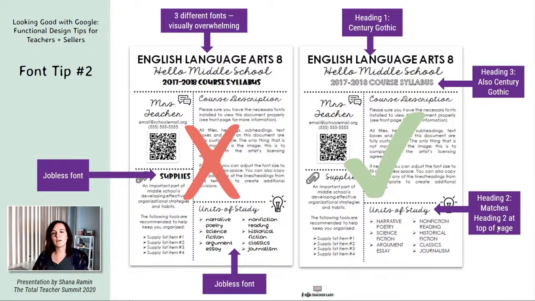Now on the flip side, you have this one over here. You might have looked at that and been like, oh, that has 3 different fonts too, but course syllabus is also Century Gothic, so it actually matches heading 1. Now, in retrospect, I probably should have just had a black fill rather than trying to outline it with the white fill, but anyway, you get the idea. Now, when you come over to the normal text, it matches throughout, and it's just a much more cohesive design. So that is font tip number 2.